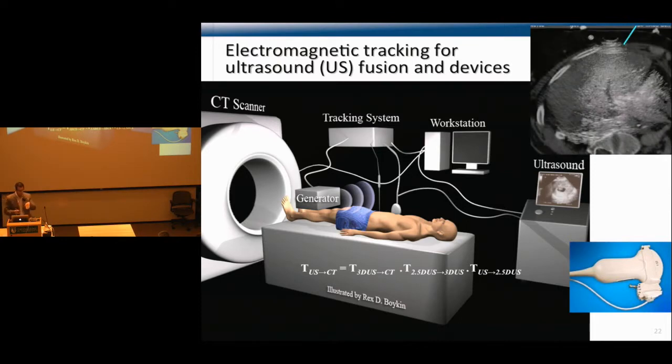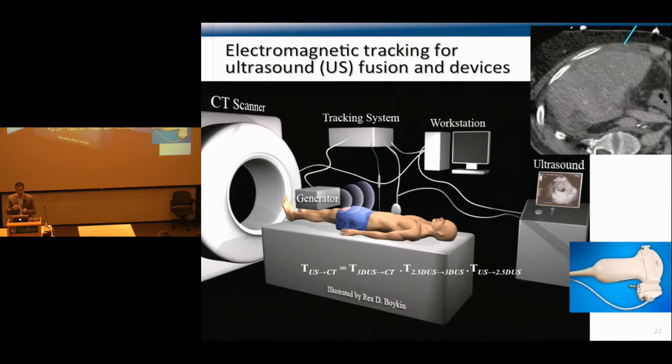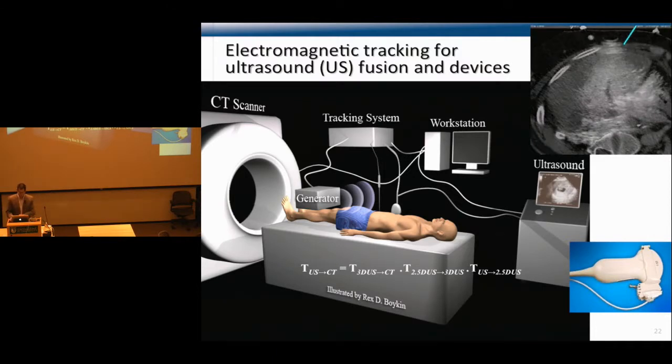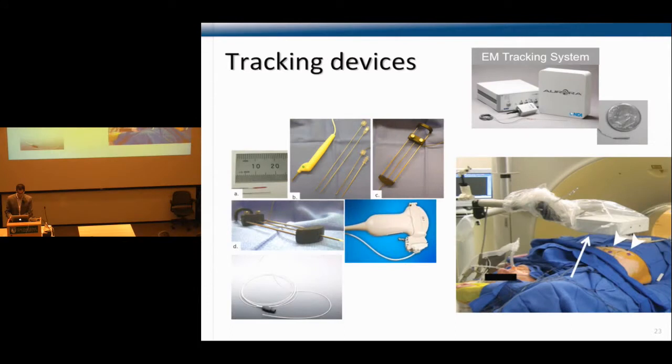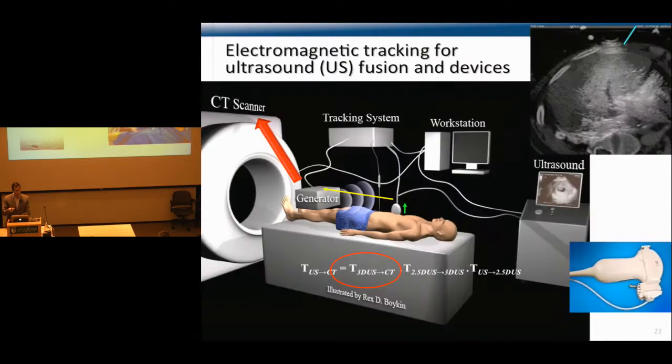To know where that ultrasound probe or that needle is in space, we use small coils. These are the small coils that we embed either in the needle or that are fixed next to the ultrasound probe. At a 30 hertz frequency, we're able to get the real-time position and orientation of these tools inside the body, even if it's not line of sight. So even if it's deep inside the liver, we get that information in real time.